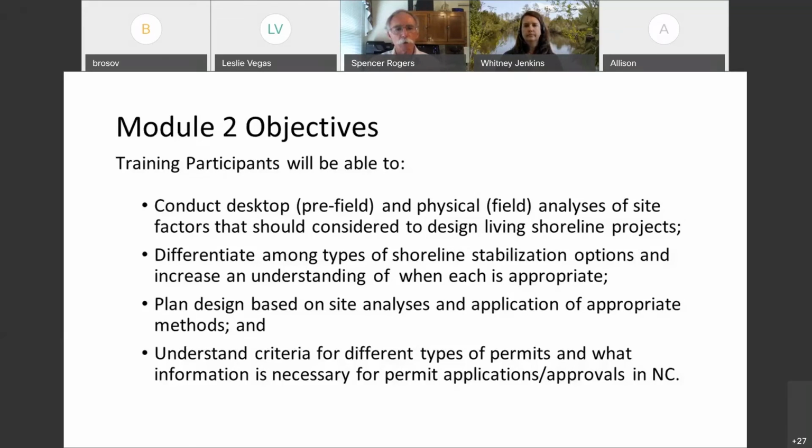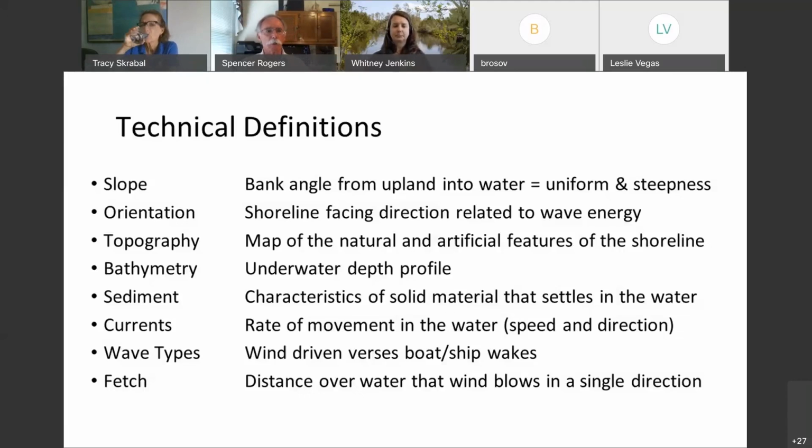We're going to differentiate among some of the shoreline options on where they work best and where they're probably not appropriate. And we're going to plan some design options based on site analysis and the appropriate application methods. We're going to try to separate the criteria for different permits that you will be hearing later in the session. In your manual, there'll be a series of technical definitions. Many of you are already familiar with those, so I'm not going to go into the details, but you can back that up with the manual.